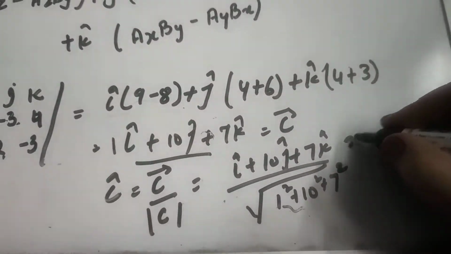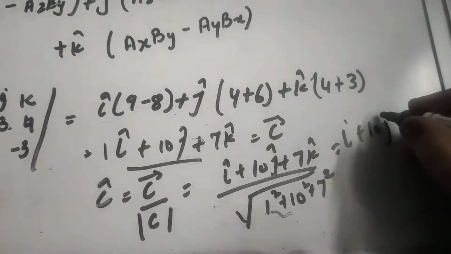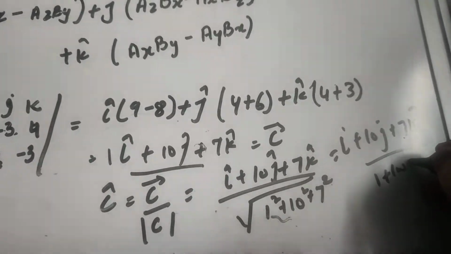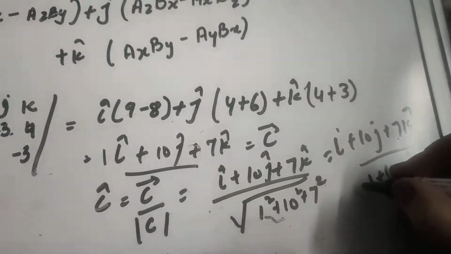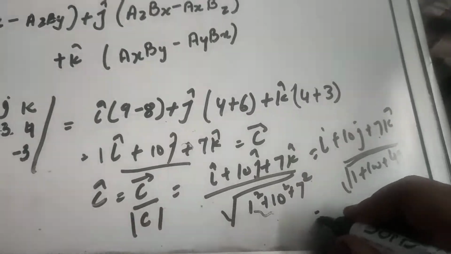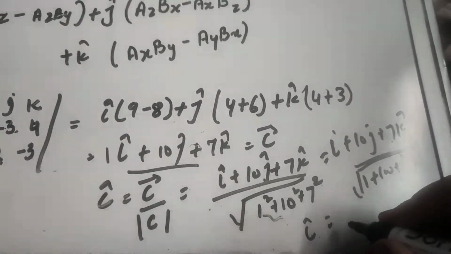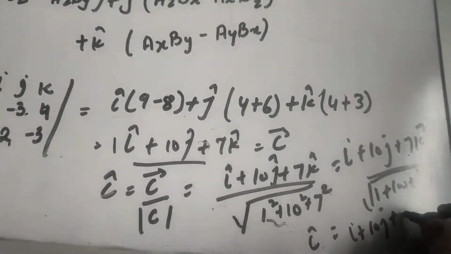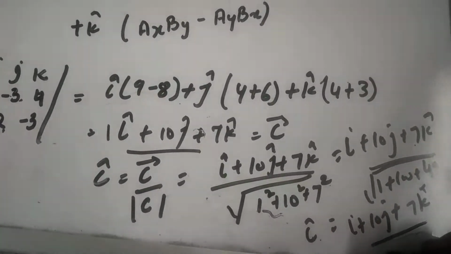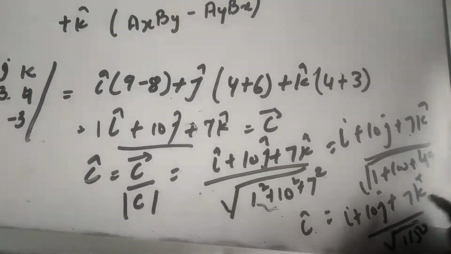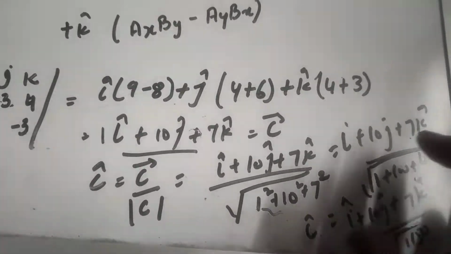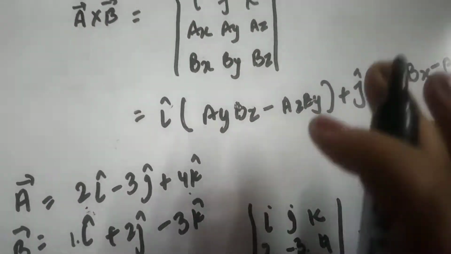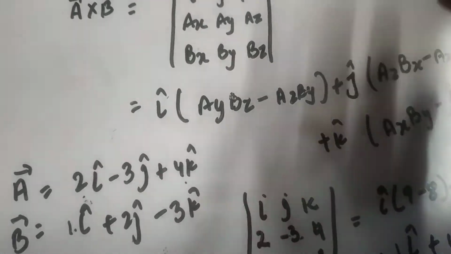On simplifying, we get i plus 10j plus 7k divided by the root of 1 plus 100 plus 7 sevens are 49, so this becomes 150. So we get C cap equal to i plus 10j plus 7k upon root of 150. This is our answer for the unit vector along this direction. So this is how we can do the cross product of two vectors in Cartesian form.